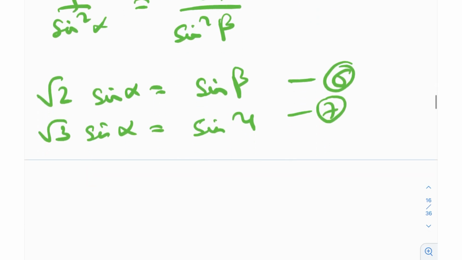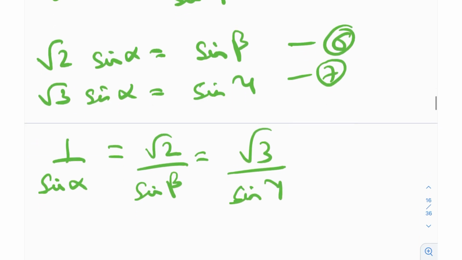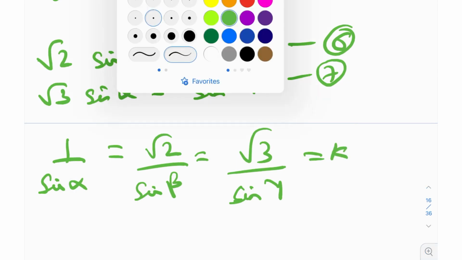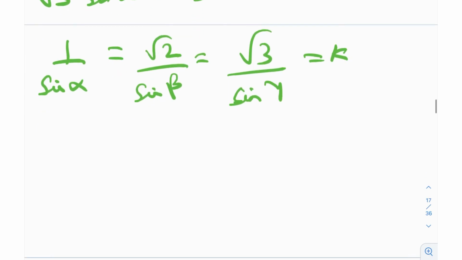So what does that mean? That essentially means that 1 by sine alpha is equal to root 2 by sine beta is equal to root 3 by sine gamma, right? Just rearranging the terms, which is equal to some quantity k. Does this remind you of something? What were alpha, beta and gamma? They were angles of a triangle.